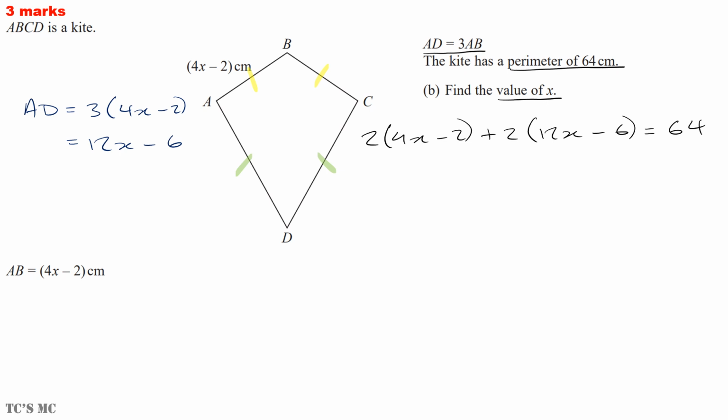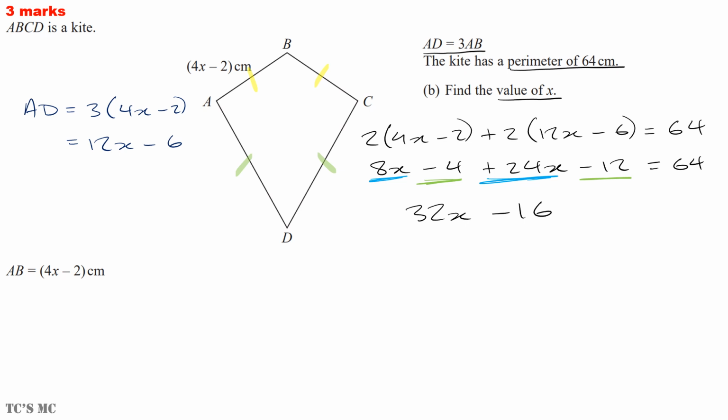If we expand, we get 8x subtract 4, add 24x subtract 12. Again, it still equals 64. If we collect like terms, we have 8x over here, positive 24x over here. We have negative 4 and negative 12. We end up with 32x subtract 16 is equal to 64. Now I have a second mark.